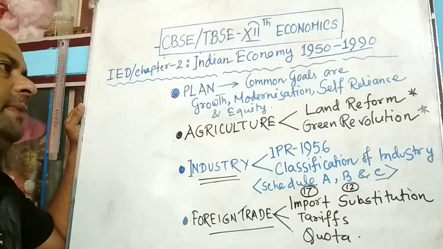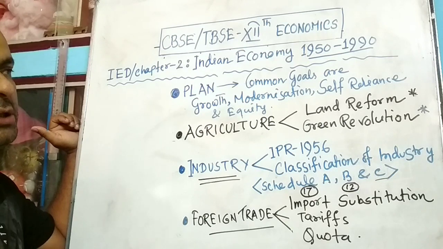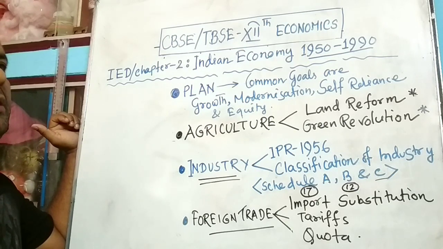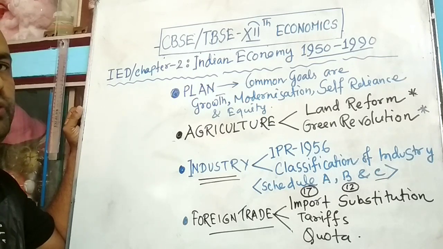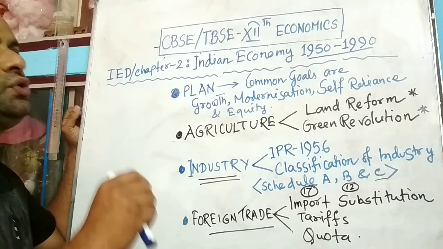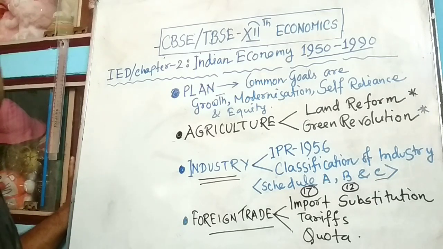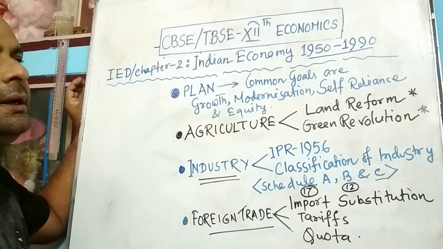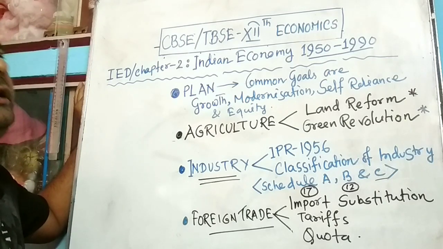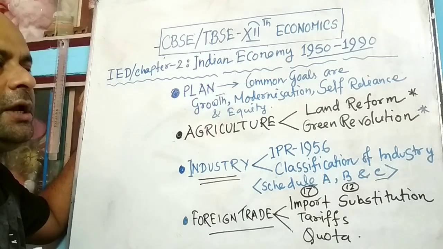Earlier, what happened? Most of the land was captured by the zamindars or landlords, and they forced the farmers to work in their fields for very low wages, and they used to give a small amount of rent or revenue to the British government. Now what happened after independence? The Indian government found that if the farmers are not getting the land, if they have not become the owners of the land, how can productivity be increased?